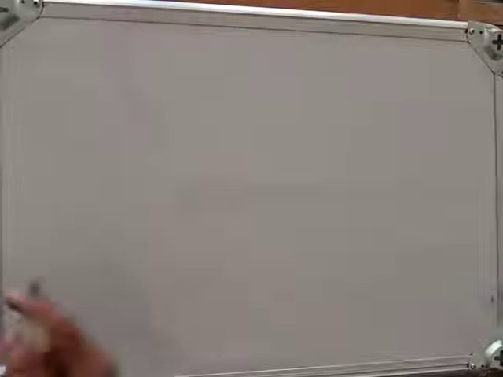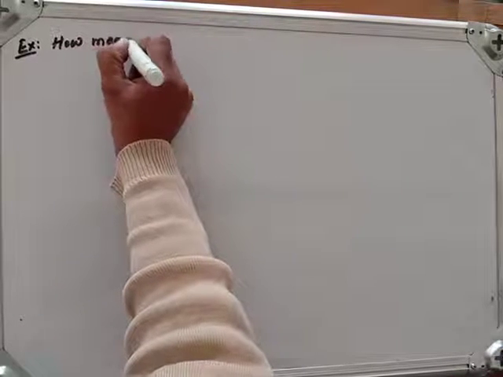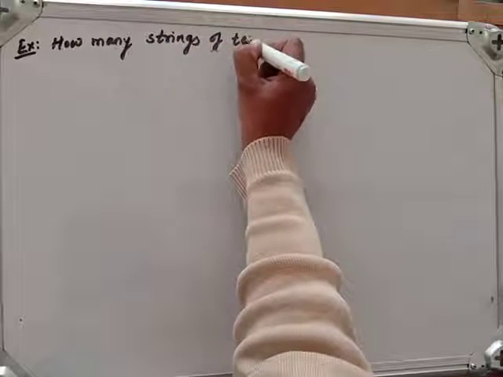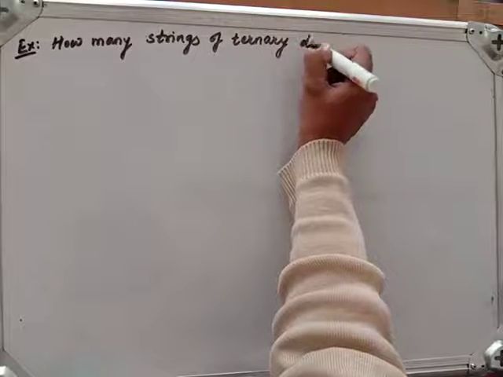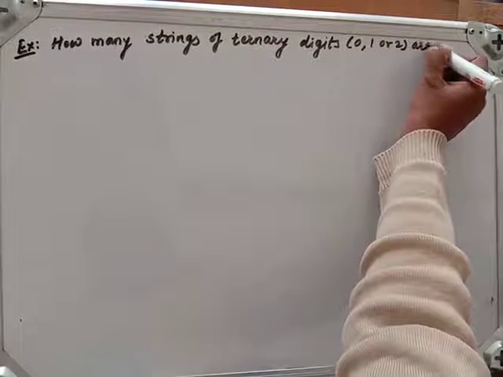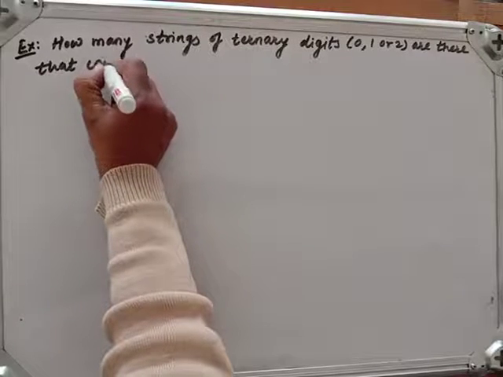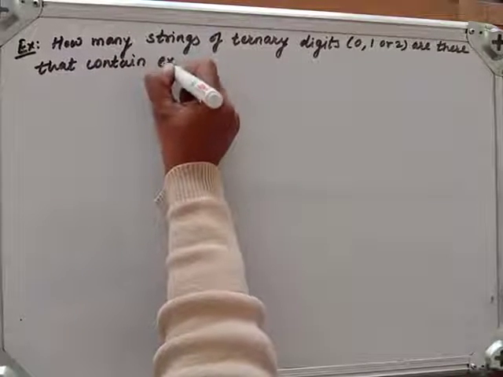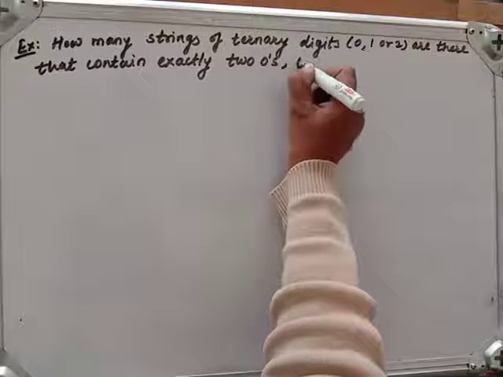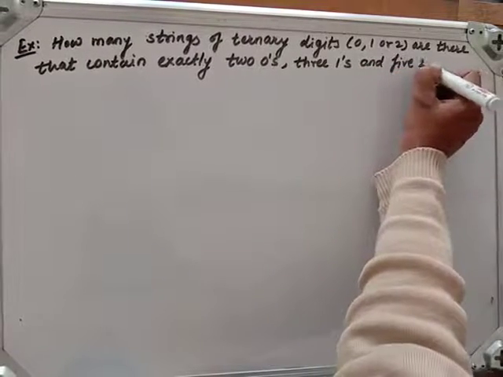Now, the next example says, how many strings of ternary digits, that is 0, 1 or 2, are there that contain exactly 2 zeros, 3 ones and 5 twos. Okay.